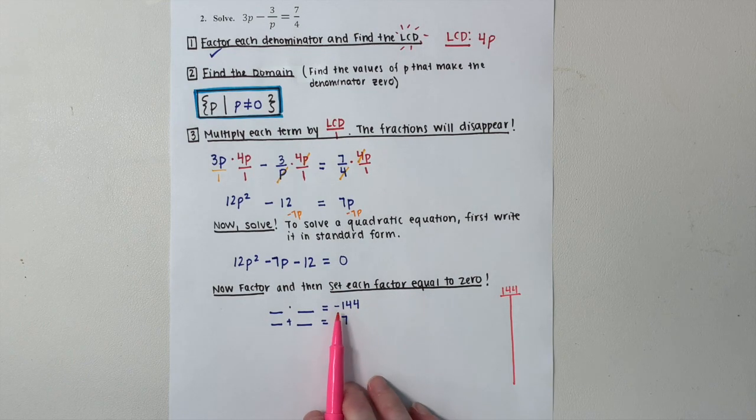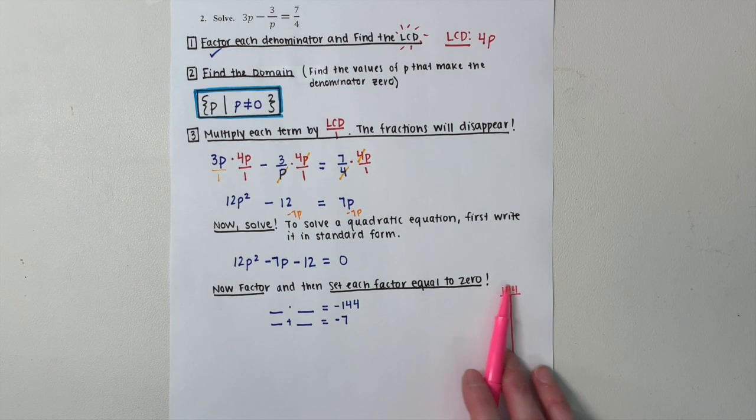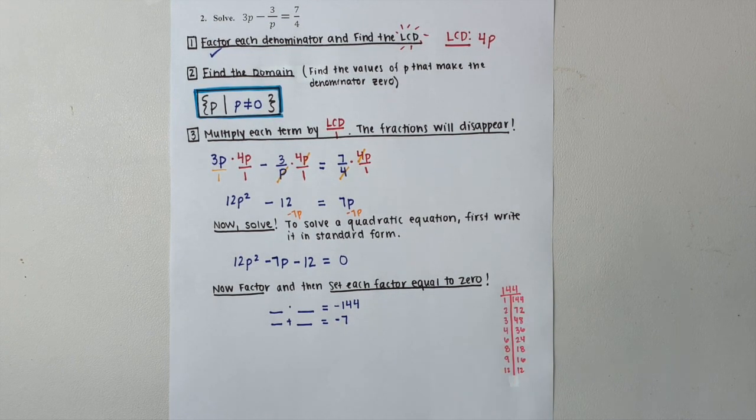Now we want our numbers to ultimately multiply to give us negative 144, but I'm going to start by just listing the numbers that multiply to give us positive 144. So I think I've got them all here. Now keep in mind, since we actually want our numbers to multiply to give us negative 144, one of these numbers in each pair will have to be positive and the other will have to be negative.